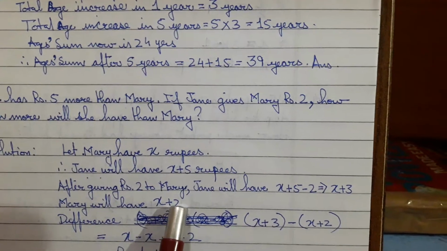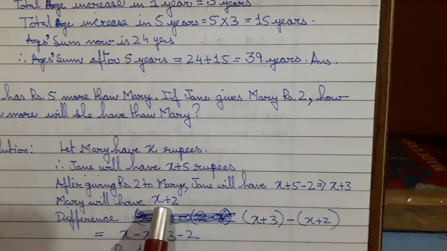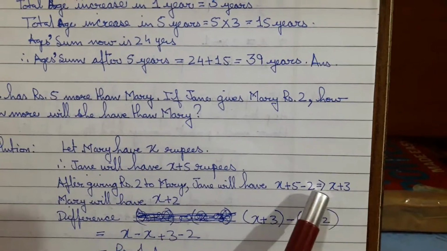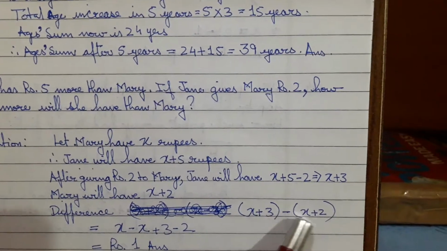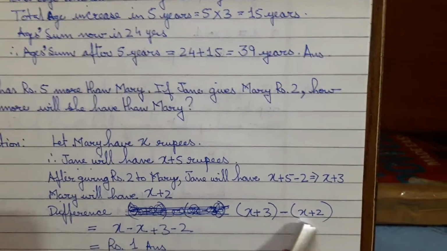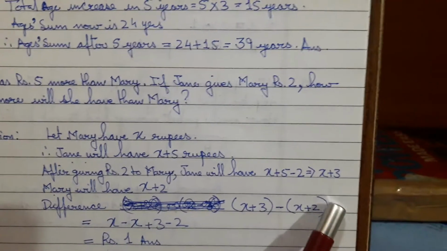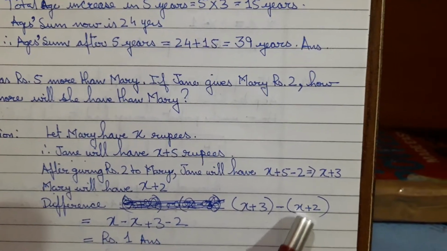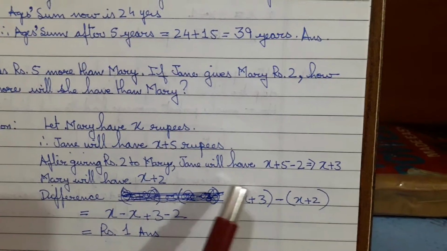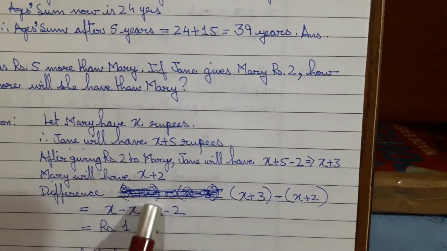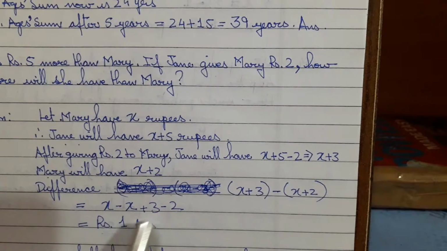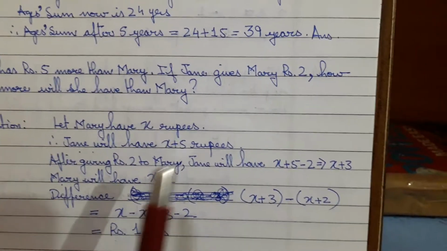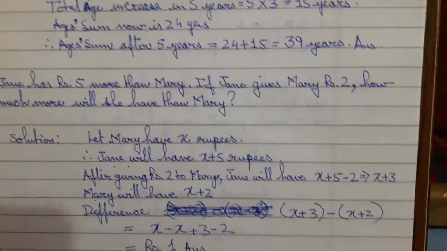Mary will have how much now? She has X, she gains 2 rupees, so X plus 2. So the difference will be X plus 3, which Jane has, minus X plus 2 within brackets, like partitioning. When we learned about partitioning, we did it, plus X minus 2, this is what Mary will have. So how to solve this? Open the brackets, X minus X becomes 0, and plus 3 minus 2 becomes 1. So the difference would be 1 rupee. All right, I hope you understood this. I'll focus on this a little while.